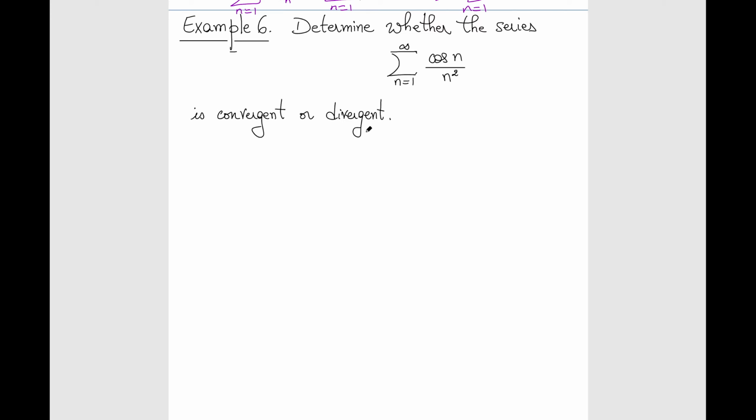We're going to handle it by talking about the absolute value of the terms. So for all n, we know that the absolute value of cosine n over n squared is at most 1 over n squared. Why? Because the absolute value of cosine n is at most 1, because cosine n is between minus 1 and 1. So we get this, and this is for all n.